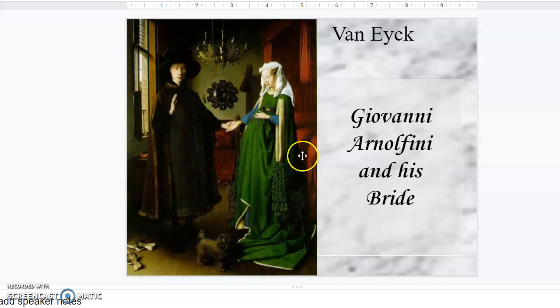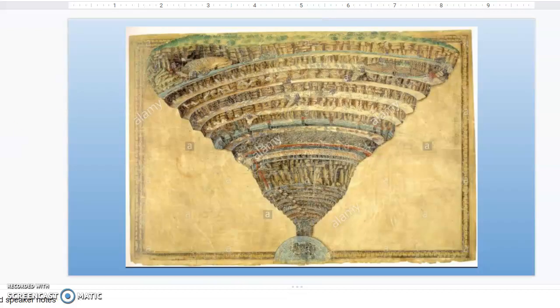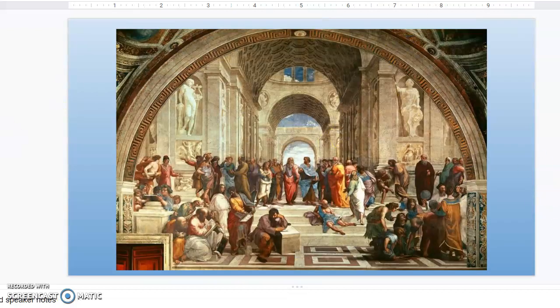Of course, we don't know if he actually had people pose for this or not, but in the painting, he paints a mirrored reflection of himself. Again, kind of showing that renewed humanism, self-importance. All right, that's a little bit of an overview to get you to see some examples of some Renaissance art.